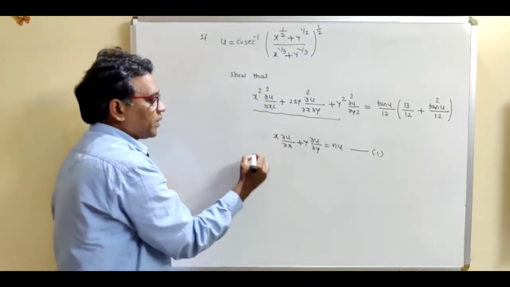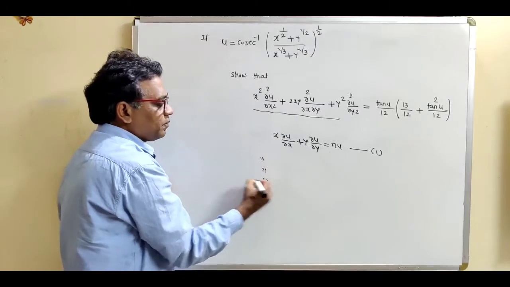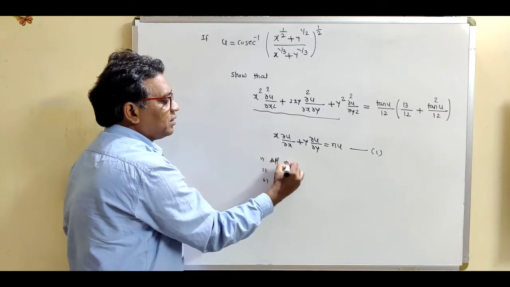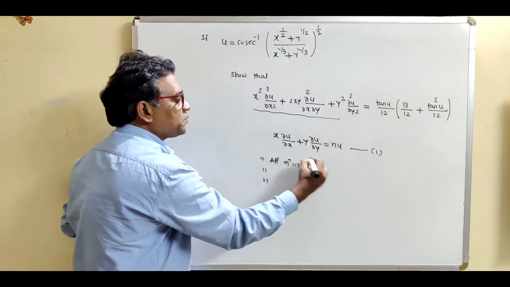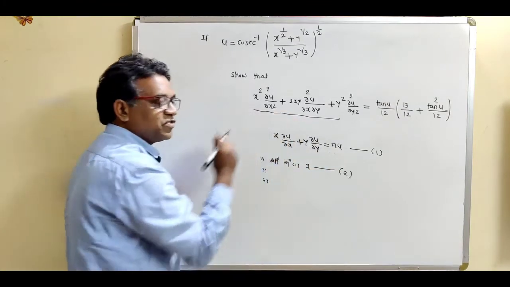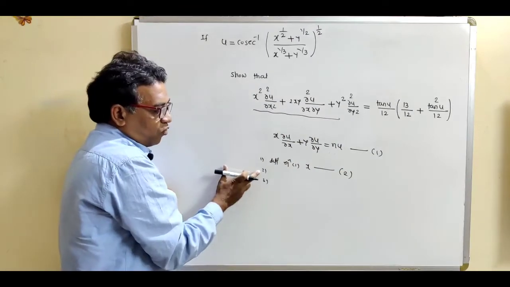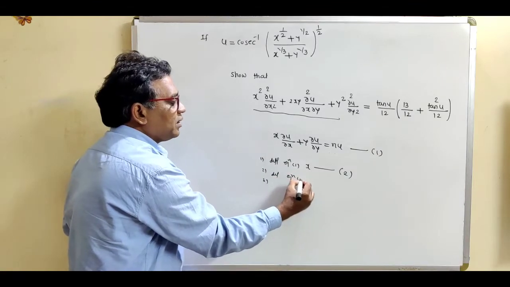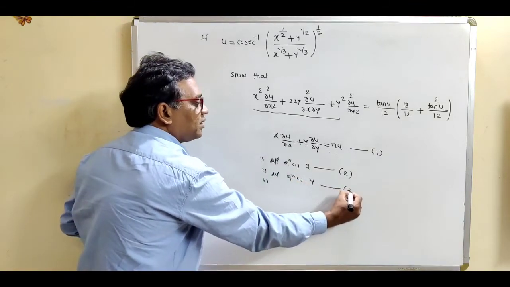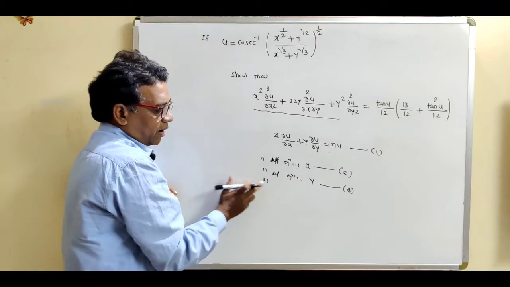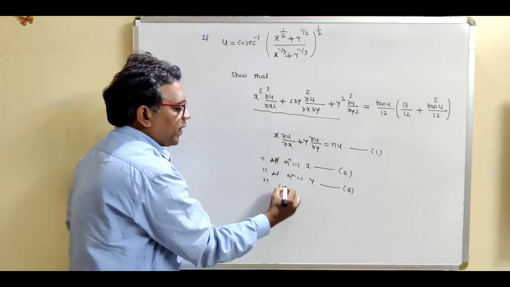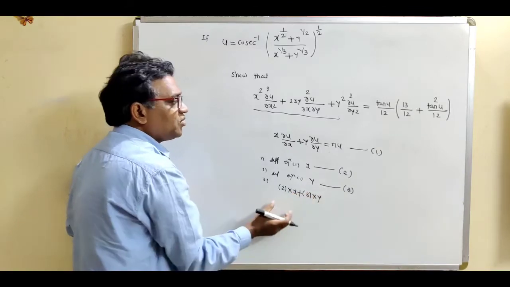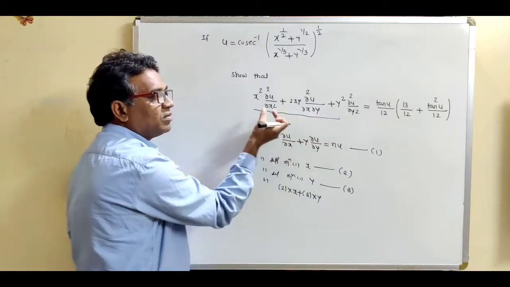There are 3 steps. Remember these 3 steps. Differentiating equation 1 partially with respect to x, suppose this is equation 2. What is the second step? Differentiating equation 1 partially with respect to y, that is equation number 3. And what is the third step? Multiply the second equation by x, the third equation by y, and take their addition. We can easily get this consequence.